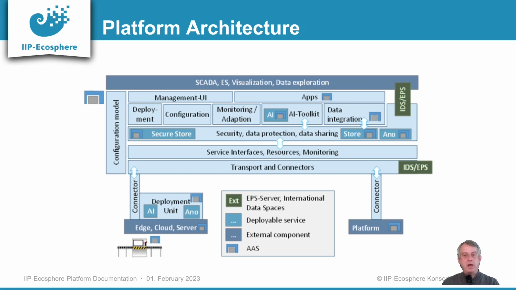The remaining upper layer adds services on data protection, data integration, AI runtime adaptation, centralized monitoring, configuration and deployment of services. The platform describes itself as well as all of its components, interfaces, functions and deployment targets in terms of asset administration shells, or in short AAS. Thus, the platform itself and each of its components, each forming an individual asset, has its own AAS.